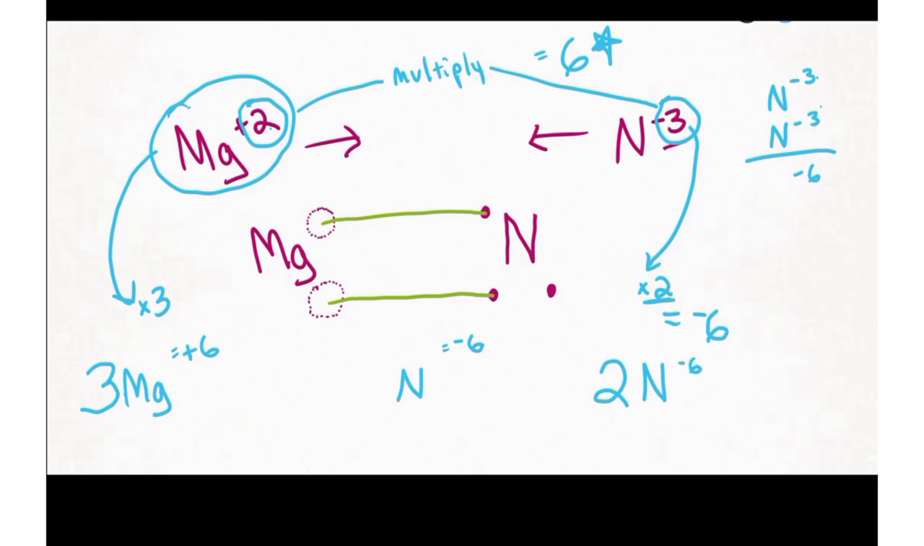So now we can take these 3 magnesiums. So magnesium needs 2 electrons, but there's 3 of them.